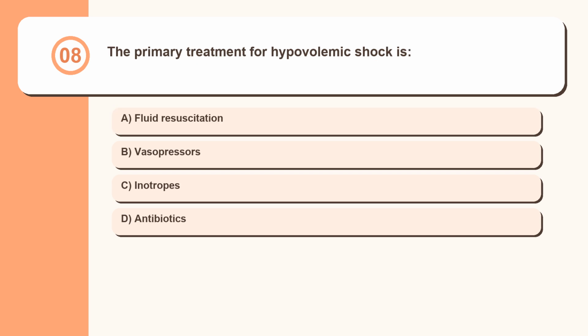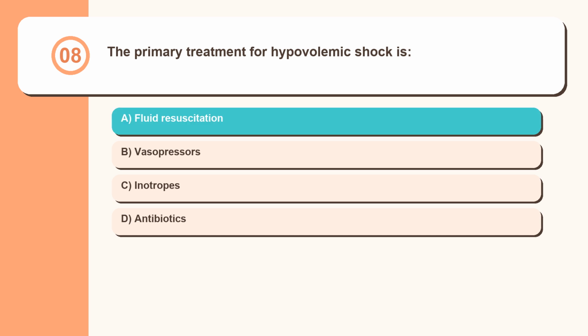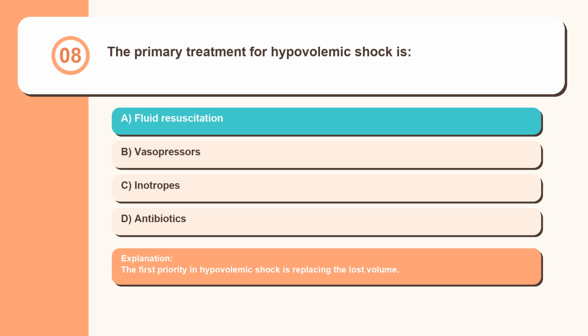Question 8. The primary treatment for hypovolemic shock is fluid resuscitation, vasopressors, inotropes, antibiotics. The first priority in hypovolemic shock is replacing the lost volume.